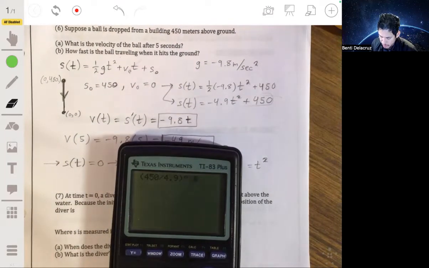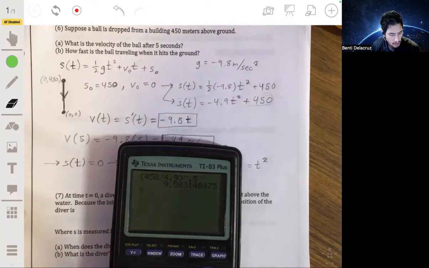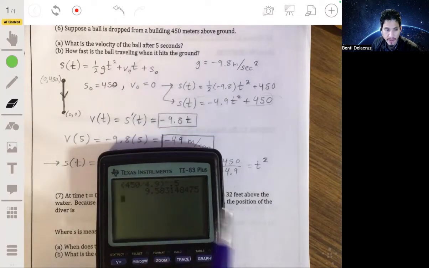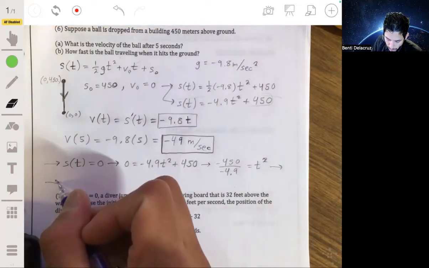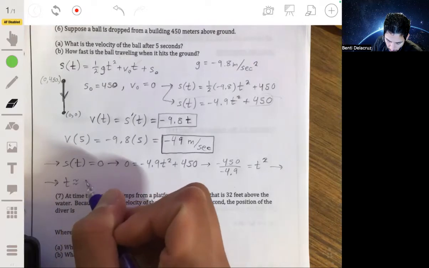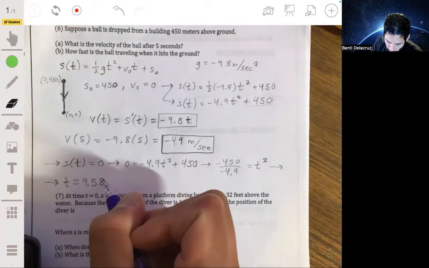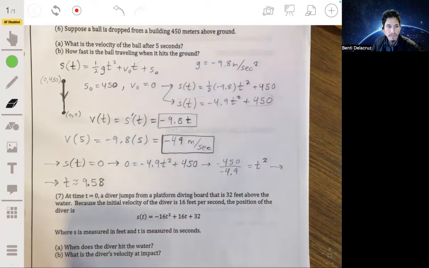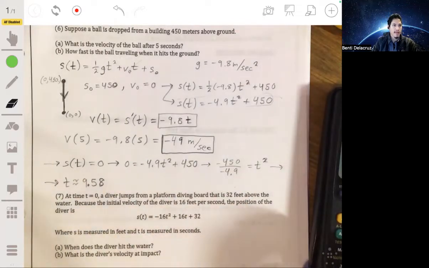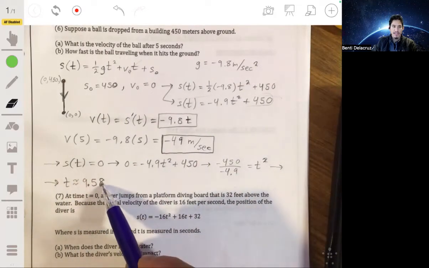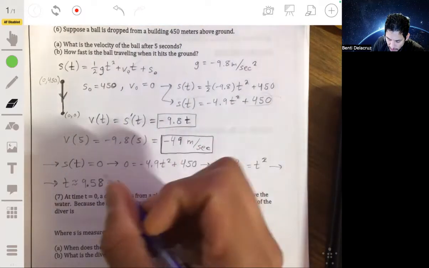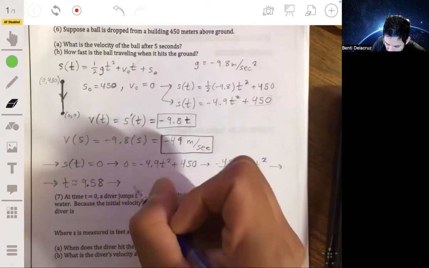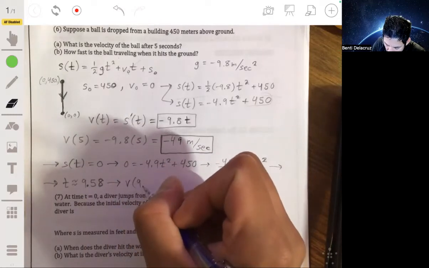Taking the square root is the same as raising this to the 1/2 power. And you'll get that t is about 9.58. So it takes the ball about 9.58 seconds to hit the ground. So now we just find the velocity value when t is 9.58. So we want to find v of 9.58.